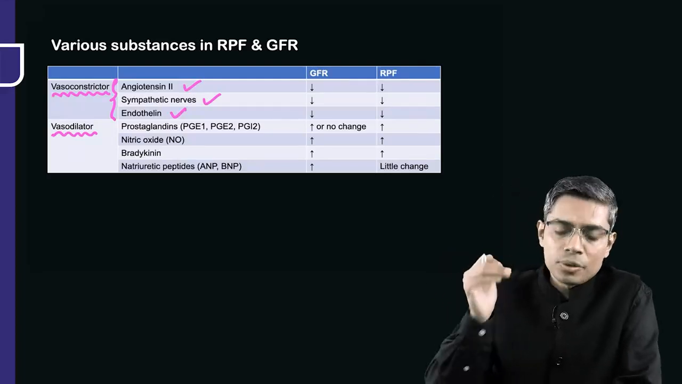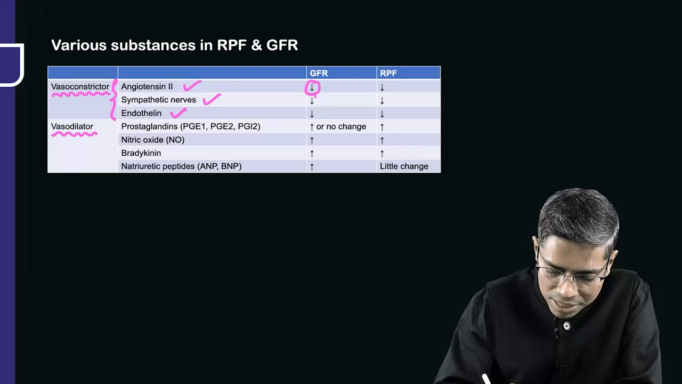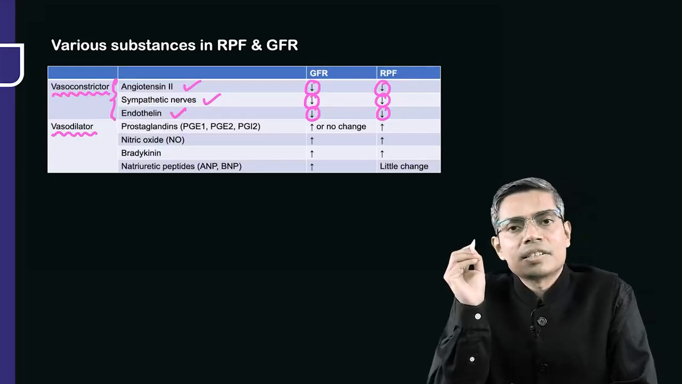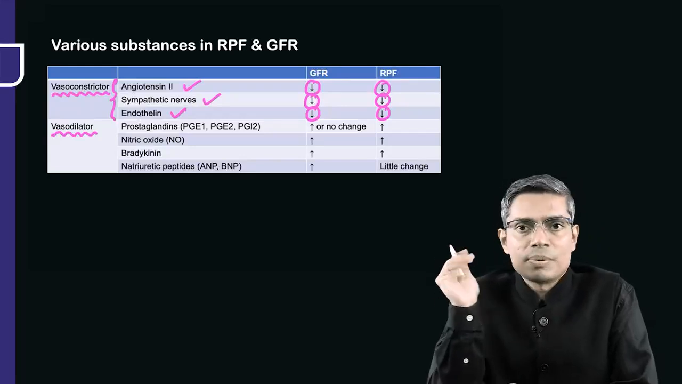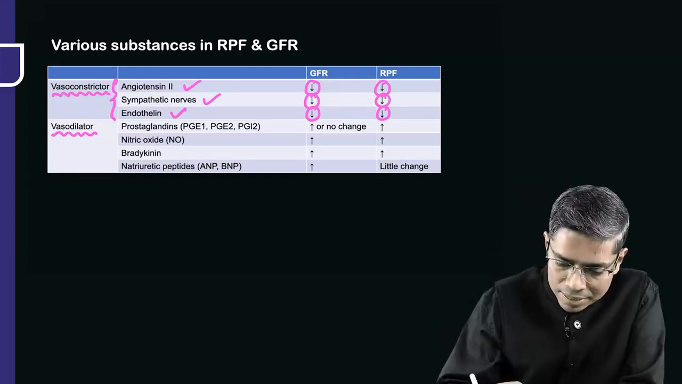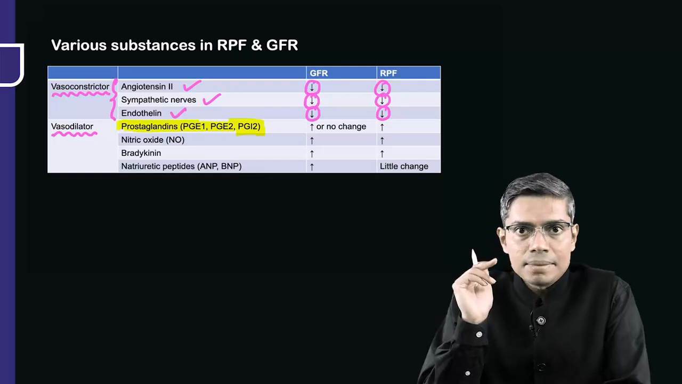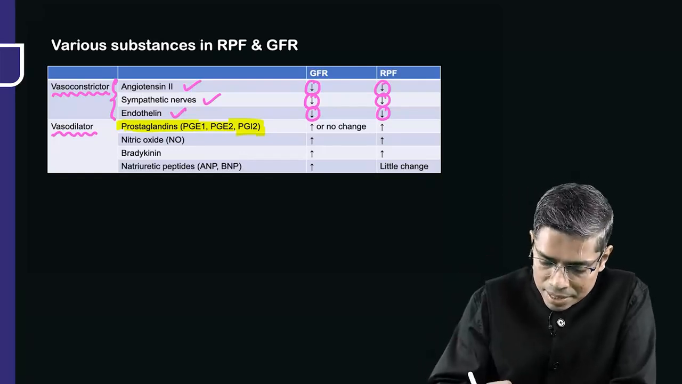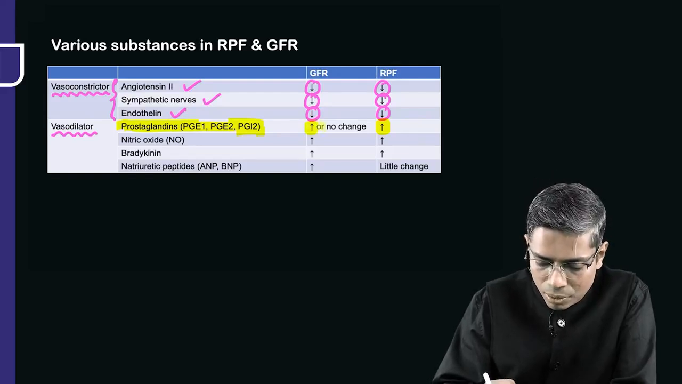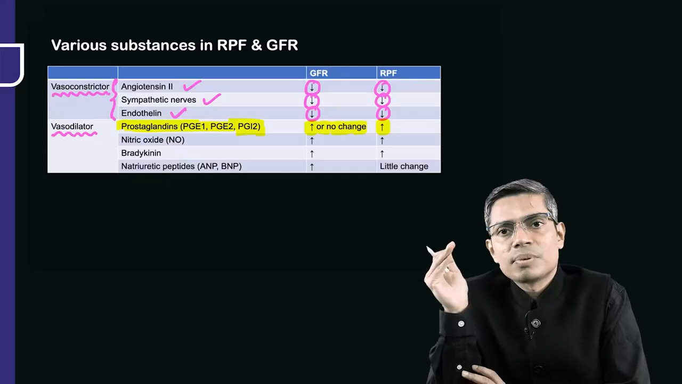So what will happen to your GFR and your RPF? You are finding out that in all 3 cases there will be decrease in GFR, and in all 3 cases there will be reduction in the RPF, I mean renal plasma flow, also. But if you look at the vasodilators, the first vasodilator given here is prostaglandin. Prostaglandin causes increase in renal plasma flow and increase in GFR, or there may be little change or maybe no change in GFR. But renal plasma flow rises.